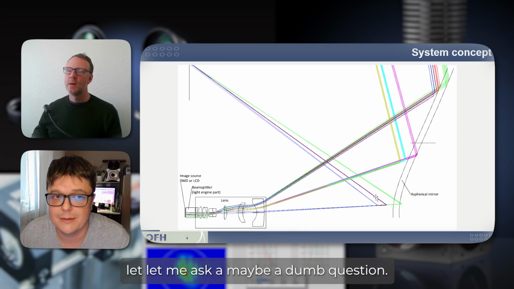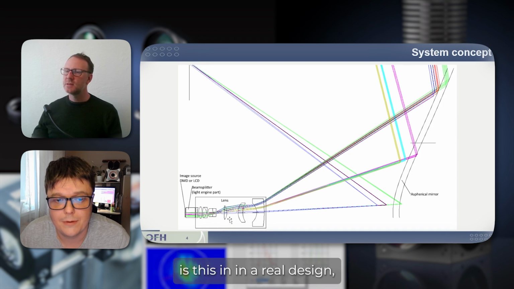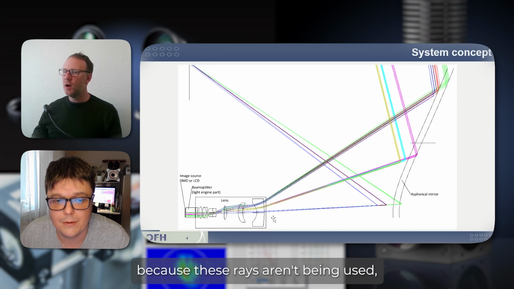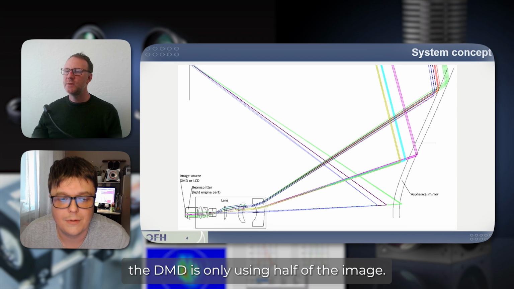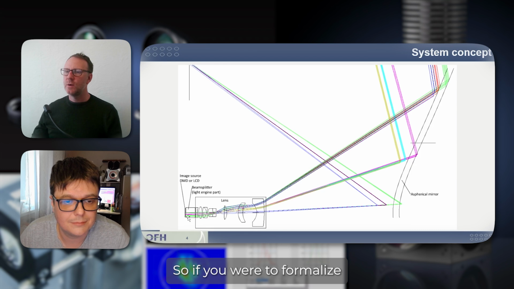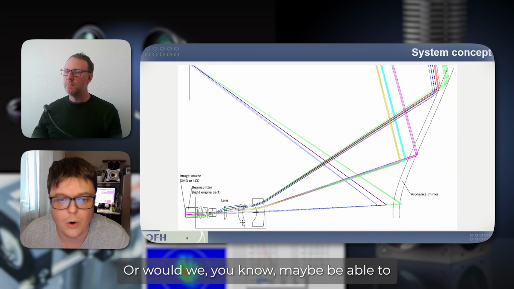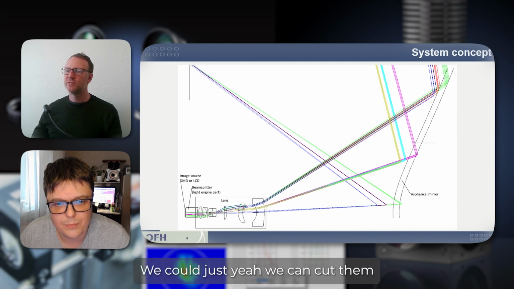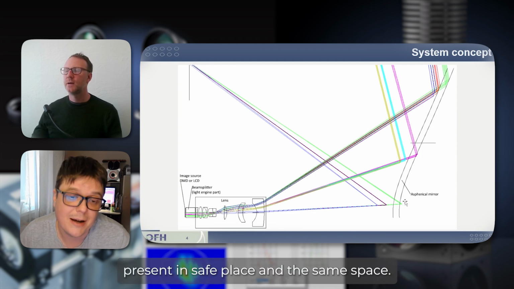Let me ask maybe a dumb question. The bottom of the lens here, in a real design, would this be cut off because these rays aren't being used, or are you just doing half of it? I heard you say that the DMD is using only about half of where the image plane would be. So if you were to formalize this design, is there light coming out in this direction that you're just not showing in this picture, or could we just cut these off, right? We can cut them to save space. Got it. And mass. Same space.